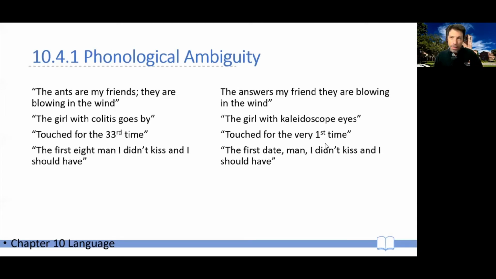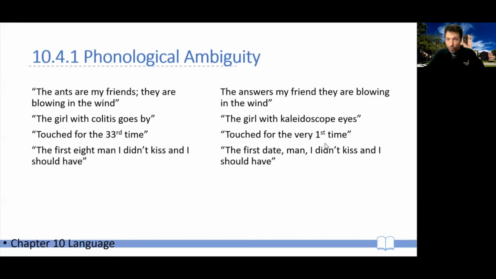On the left, the misunderstood lyric. On the right, the real one. But the ants are my friend. They're blowing in the wind. The girl with colitis goes by, as opposed to the girl with kaleidoscope eyes. Touched for the 33rd time, very different than the original, touched for the very first time. And also, the first date man I didn't kiss and I should have, also very different from the intended, the first date man I didn't kiss and I should have.